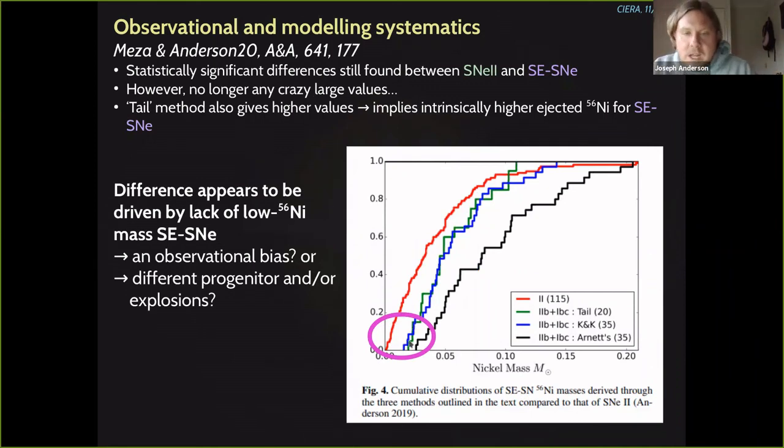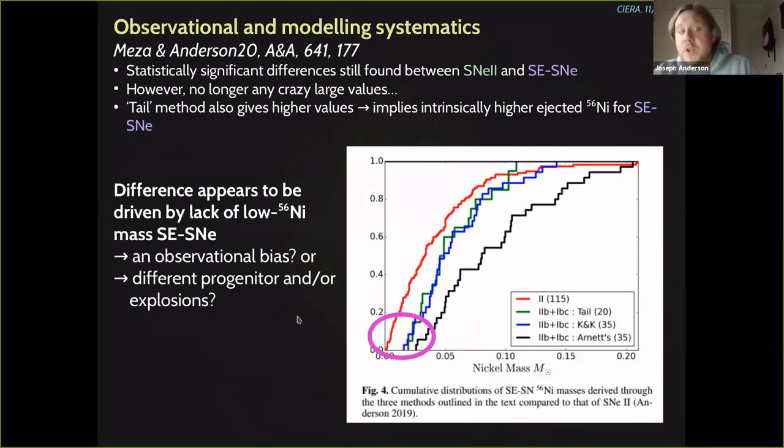What is really seen here is now that it's very clear, at least with this sample, that what's driving this is this bottom left here, which is the lack of low nickel-56 mass stripped envelope supernovae. While at higher values the distributions are more similar, at these lower values you have type 2s that go down to very low values, 10 to the -3 solar masses, whereas for the stripped envelope events, you have basically very little that goes down below like 0.2 solar masses here.